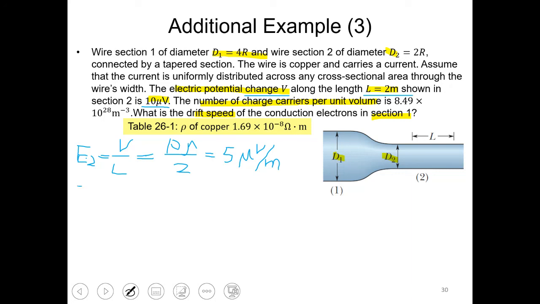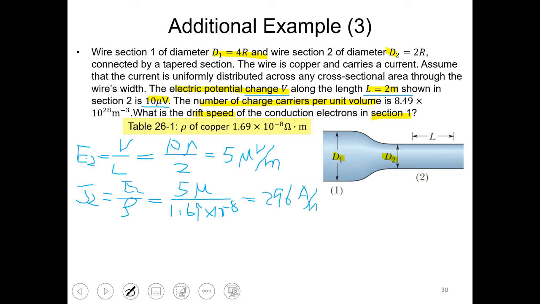So we can calculate J2 to be E2 over rho. So it is 5 micro over 1.69 times 10 to minus 8. So this will become 296 ampere per meter squared. So this is J2.